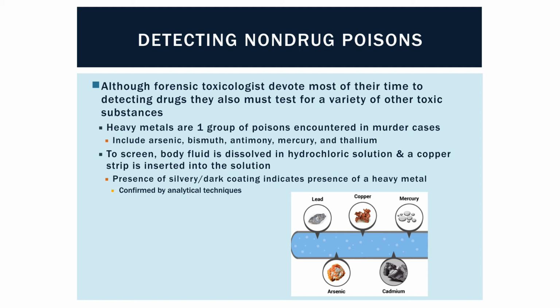Today, they're occasionally encountered, and this is because of the environmental regulations that are put on a number of our different substances used in our society, such as paints and so on. But to screen for these, the body fluid is dissolved in a hydrochloric solution, and a copper strip is then inserted into the solution. If the strip turns silver or has a dark coating, this indicates the presence of a heavy metal. And then, of course, a confirmation test is presented by analytical techniques. Most of the time, emission spectroscopy or X-ray diffraction.